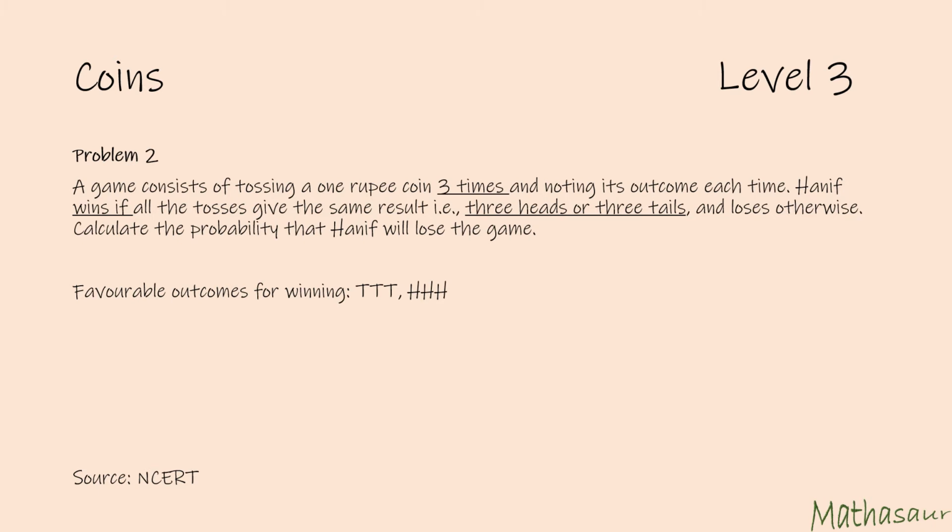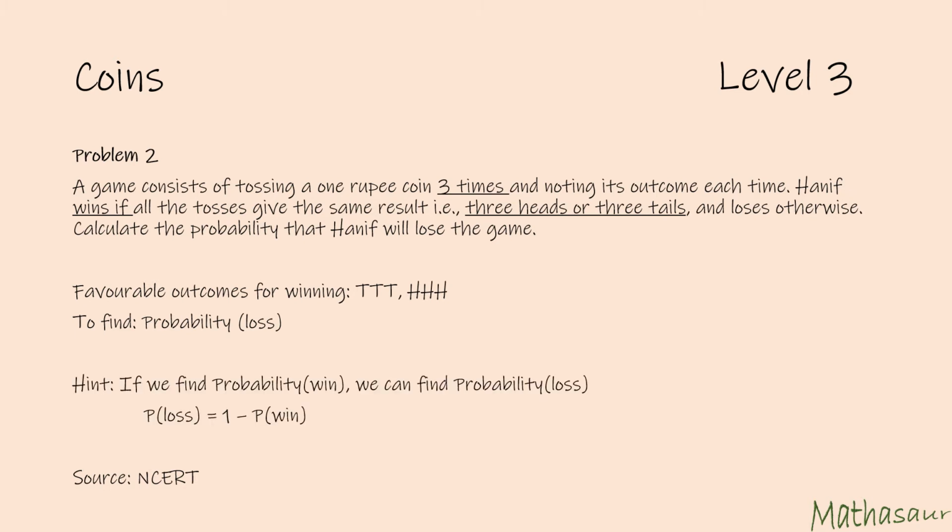So the favorable outcomes have been outlined in the question. 3 heads or 3 tails. I could write these as TTT or HHH. And I have to find the probability of losing. The probability of winning is easier to find, right? So if we know the probability of winning, we can easily find the probability of losing, which would be equal to 1 minus the probability of winning.